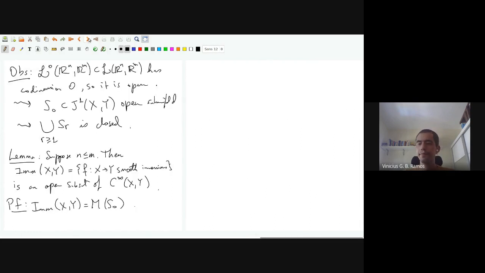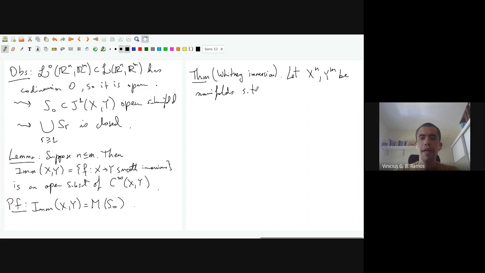All right. So now we can prove the Whitney immersion theorem. It's called the Whitney immersion theorem. So let X^n and Y^m be manifolds such that m is bigger than or equal to 2n.